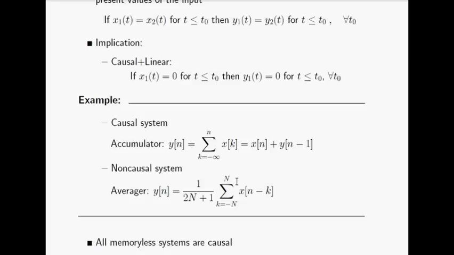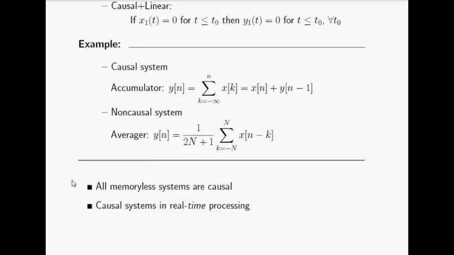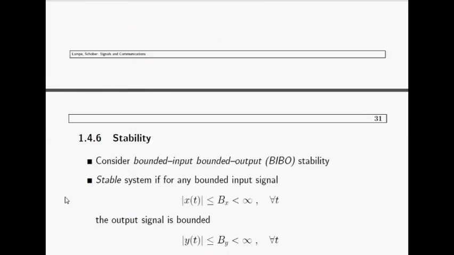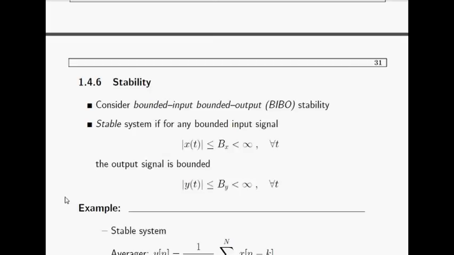Okay, so this is not a causal system. All memoryless systems are causal, because a memoryless system depends on the present value only. And causal systems are used in real time processing. Now let's move forward to the last property and the last topic in this unit, which is stability.